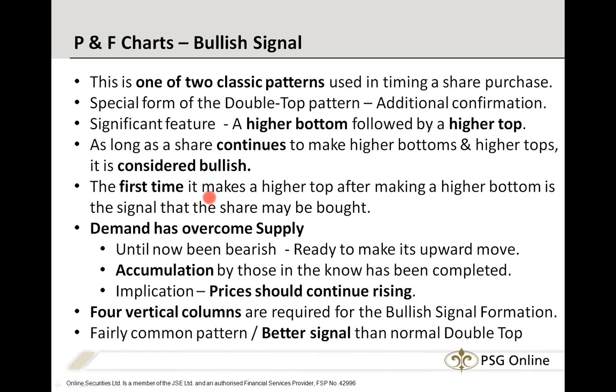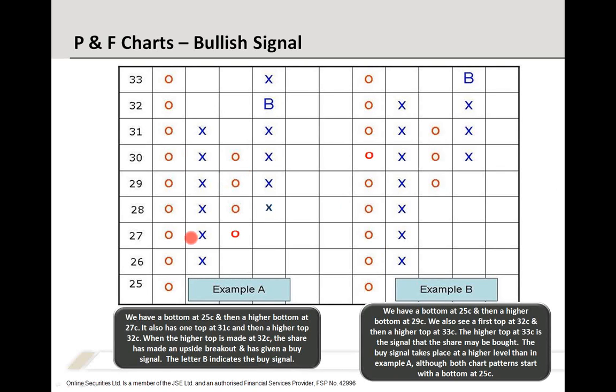So remember, our minimum number of columns is 3. In this chart pattern, we need 4 vertical columns. So this is a bit more reliable, in the sense that it's a better signal than a double top. So it looks like there's our rising bottoms, and we have our rising tops here.